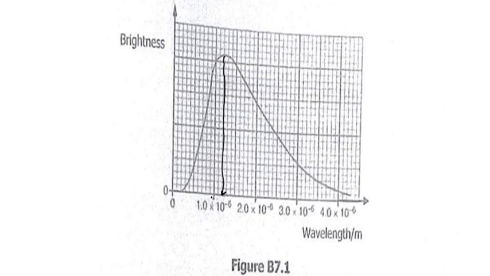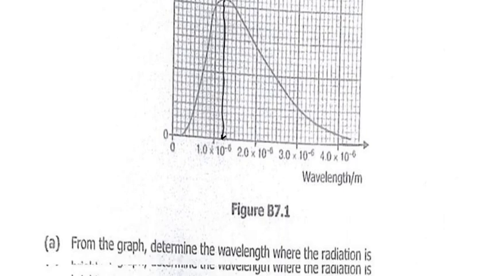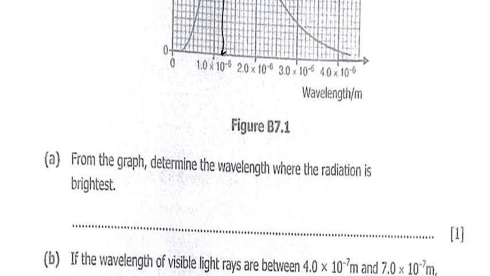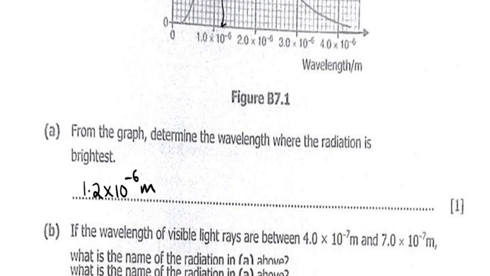It's here. If this is 1.0, this will be 1.1, then this will be 1.2. So I have 1.2 times 10 to the power negative 6. The power of 10 will maintain. What are the units? Meters. That one has been found.